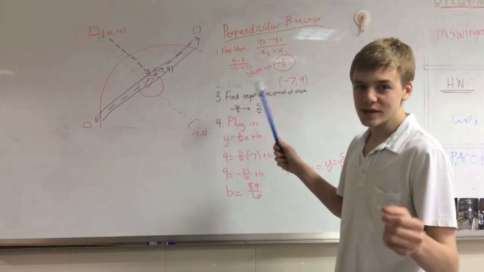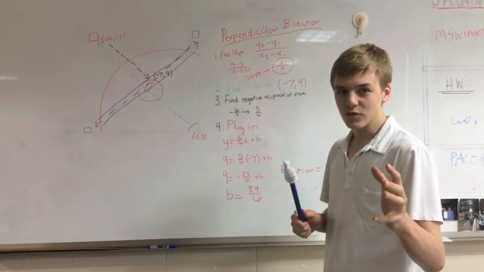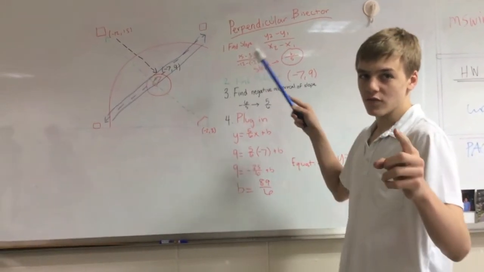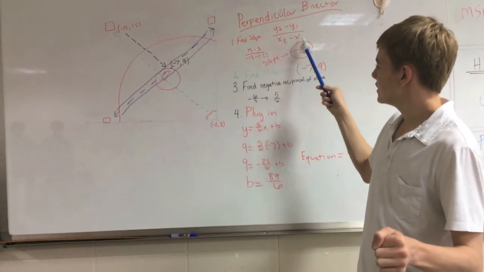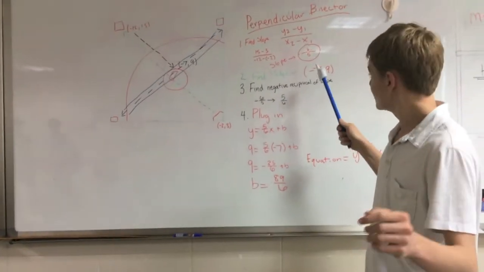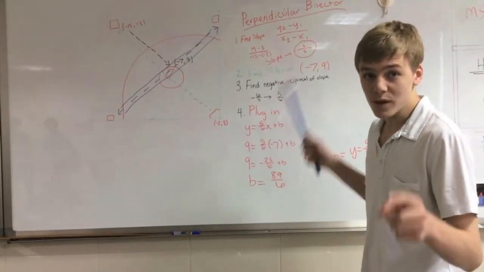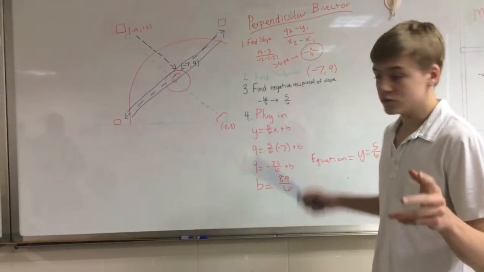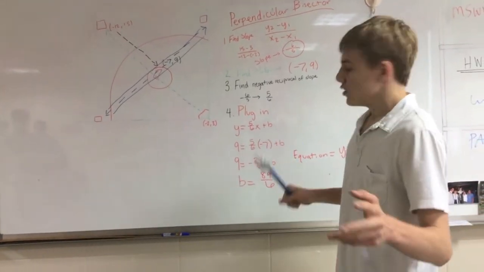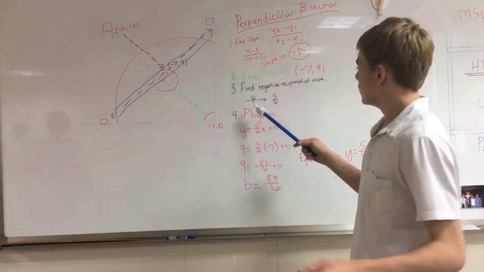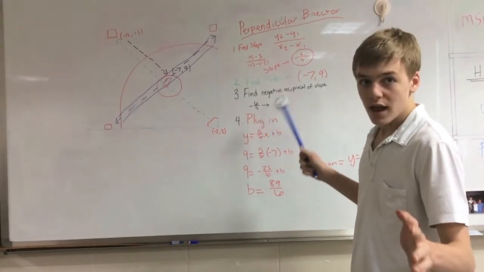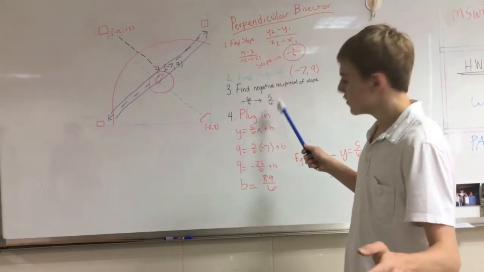You threw it from the pitcher's mound to second base, and here's what we're going to do to find it. First, we're going to find the slope of the hit, which is y2 minus y1 over x2 minus x1. And the final slope is -6 over 5. The next thing you want to do is find the midpoint, which we already found in the previous equation, which is -7, comma 9. Then you want to find the negative reciprocal of the slope, which means you turn the fraction over and make it negative. In this case, it's 5 over 6.